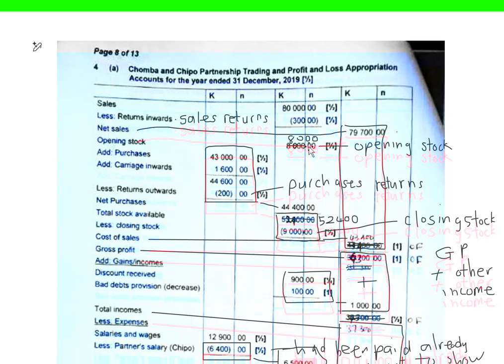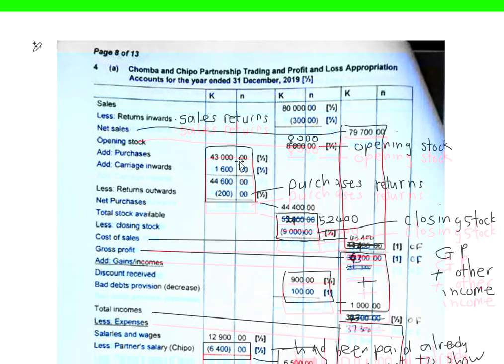So the opening stock is 8,000. What we're busy calculating now is the cost of sales, right? The cost of sales. And in order to calculate cost of sales, you need opening stock plus the purchases amount. You add the cost of getting the stock to your premises, which is carriage inwards. Now they go and do a subtotal here.